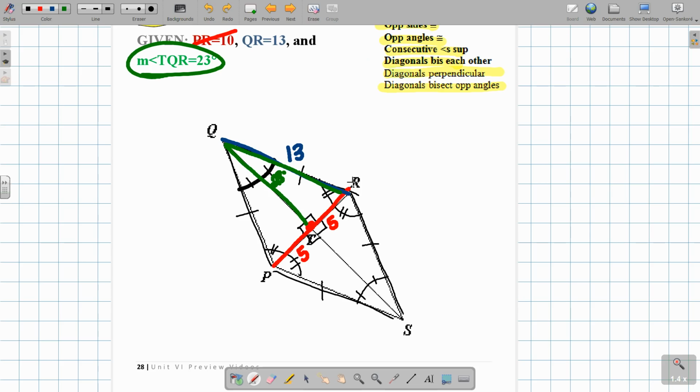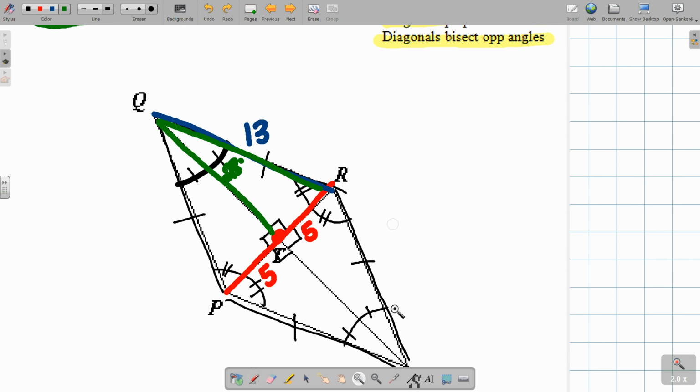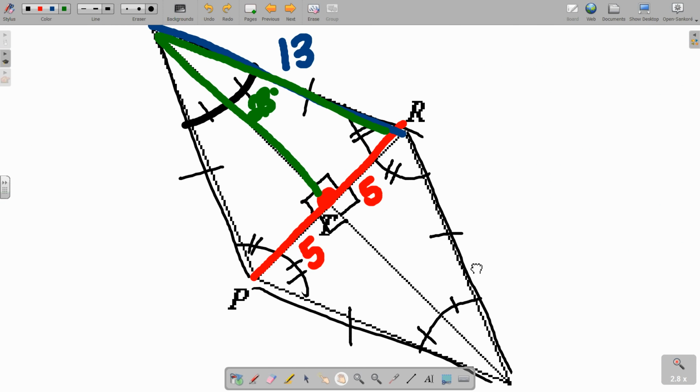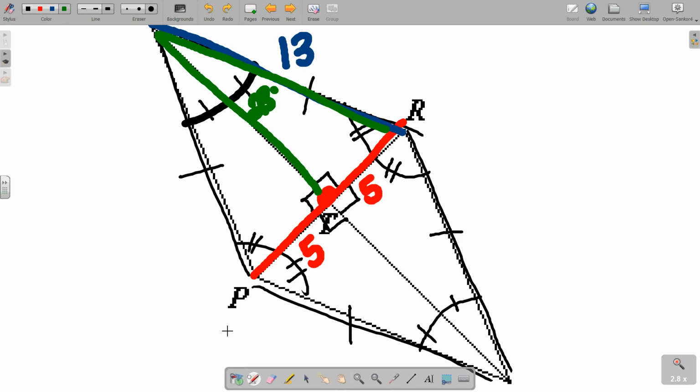Our goal is to find all possible angles and sides. Let's go ahead and do the angles first. They're usually easier. So right off the bat, because that's 23, this is 23. We know opposite angles are equal, so that means over here, of course, we have 23 as well and 23 as well.